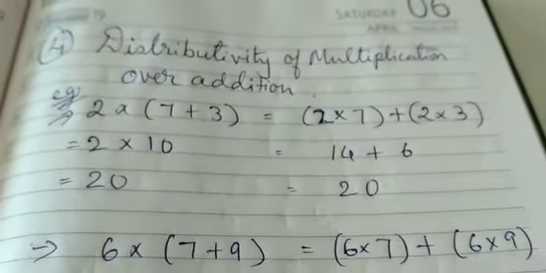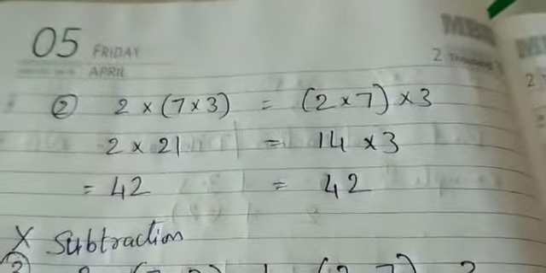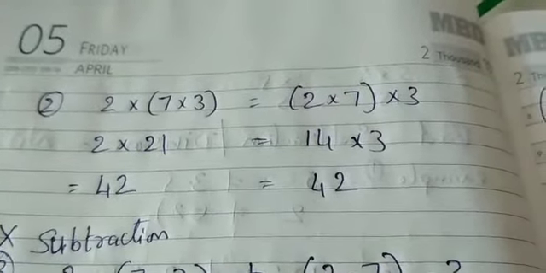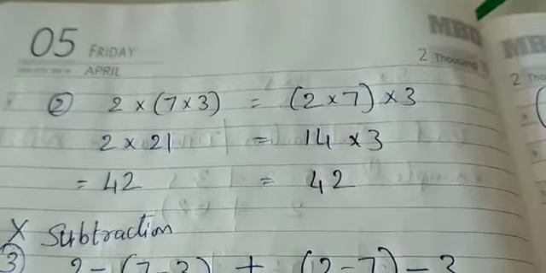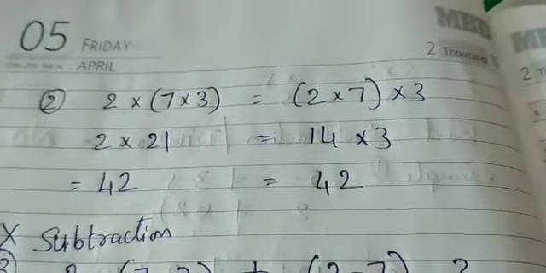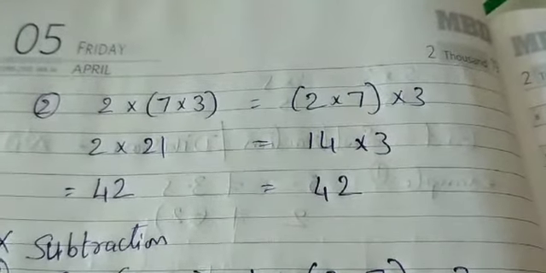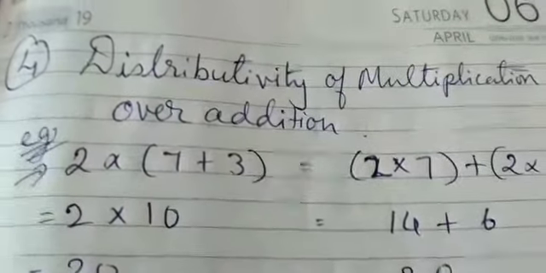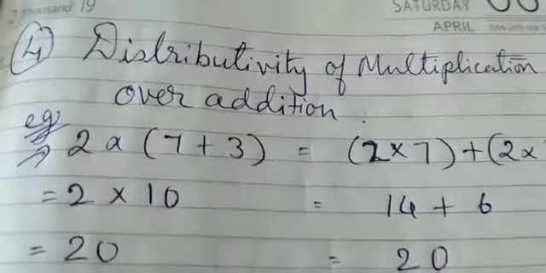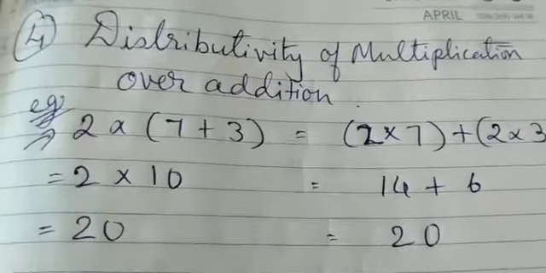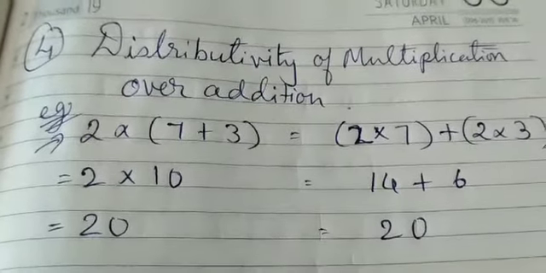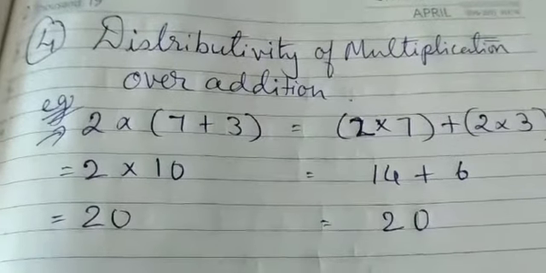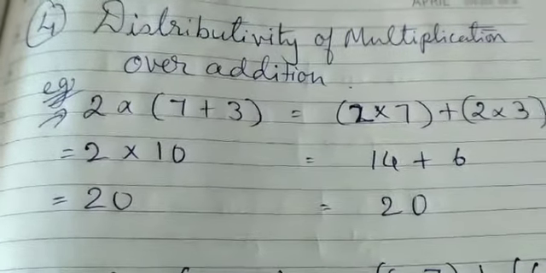Here also you can see a bracket, just as you can see in associative property, but the difference between both the properties is that in associative property either multiplication is taken or addition is taken, and in case of distributivity you have taken multiplication and addition both. Okay, so that is how you identify distributivity of multiplication over addition from associative property.